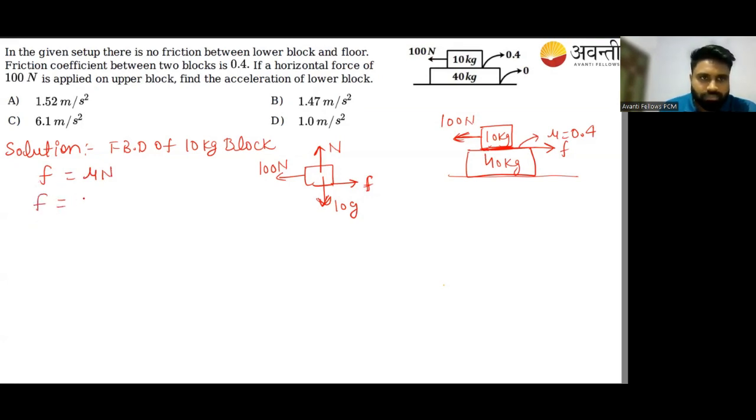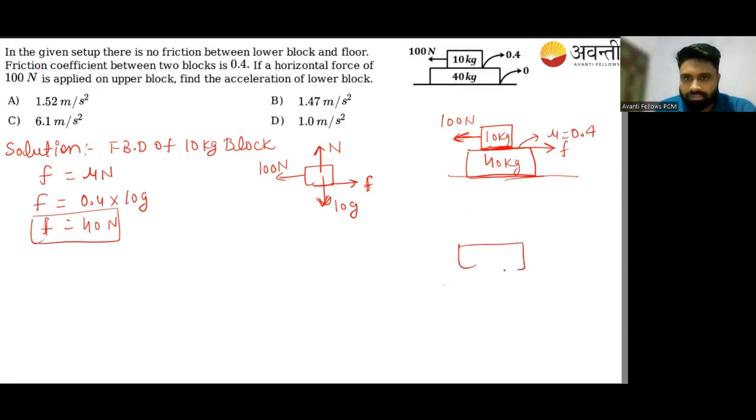So the frictional force: mu is 0.4. What is the value of N? N is equal to 10g. So it is nothing but 40 Newton, this frictional force. Now we are interested in the acceleration of the lower block. So this is the 40 kg block. There is a force acting downward, which is the gravitational force, 40 times g, the weight of the block.